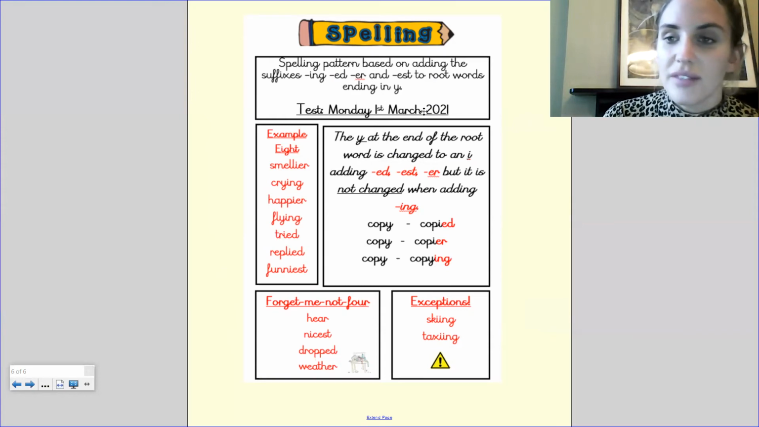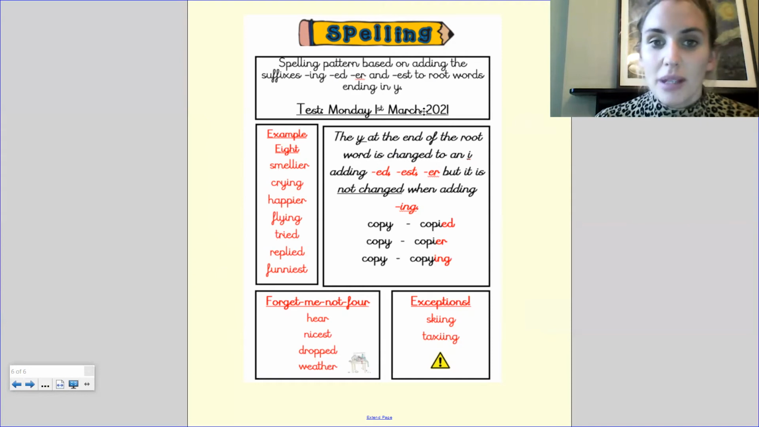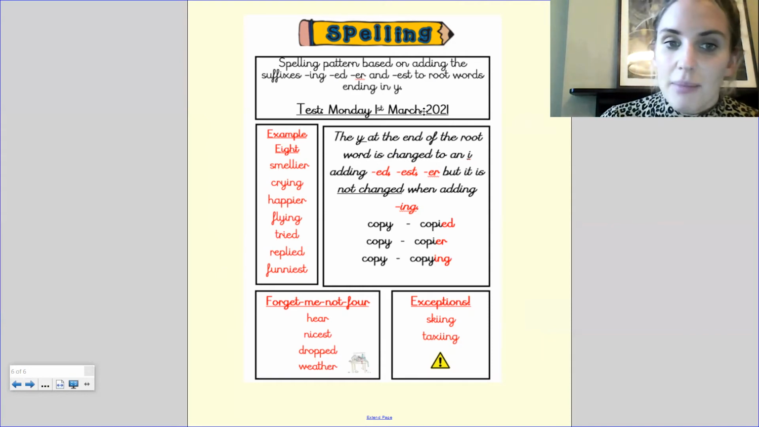Okay, you can use lots of the different strategies that you learnt with Mrs. Bird last half term, like rainbow spelling, pyramid spelling, creating word searches or writing your own sentences with those words in. Okay, super work, year 3.